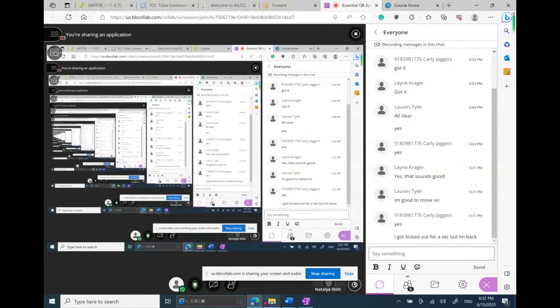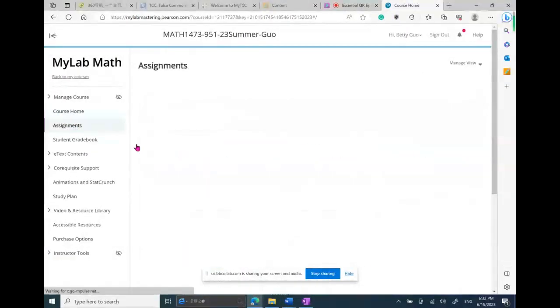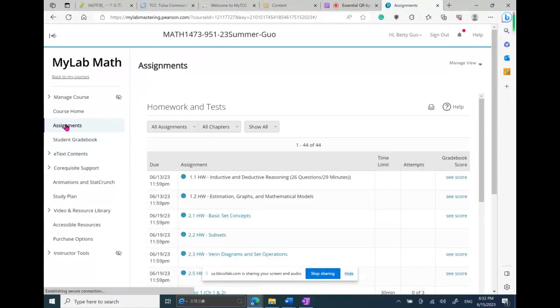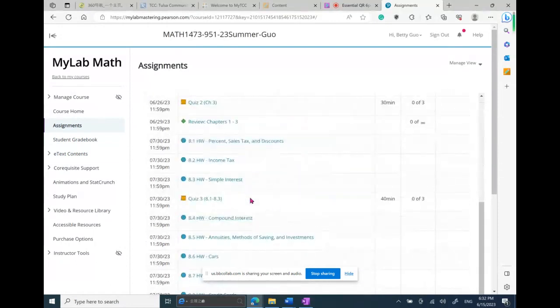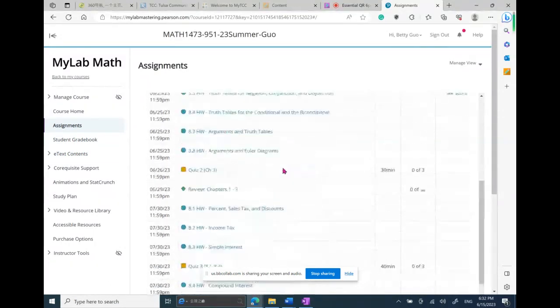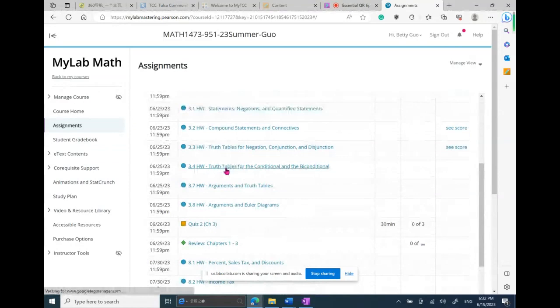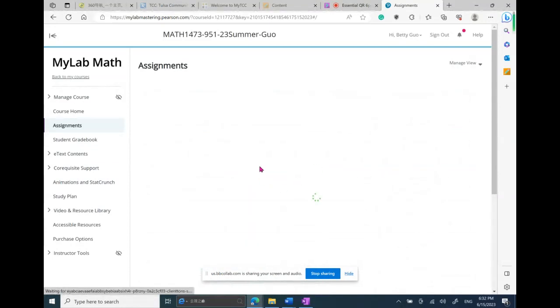Very good. So let's go to 3.4, conditional and biconditional. We're going to look at the truth tables for conditional and biconditional. With that covered, you are able to do the homework even just today. You don't have to finish today. I'm just saying we covered the most basic stuff. 3.4, truth tables for conditional and biconditional.